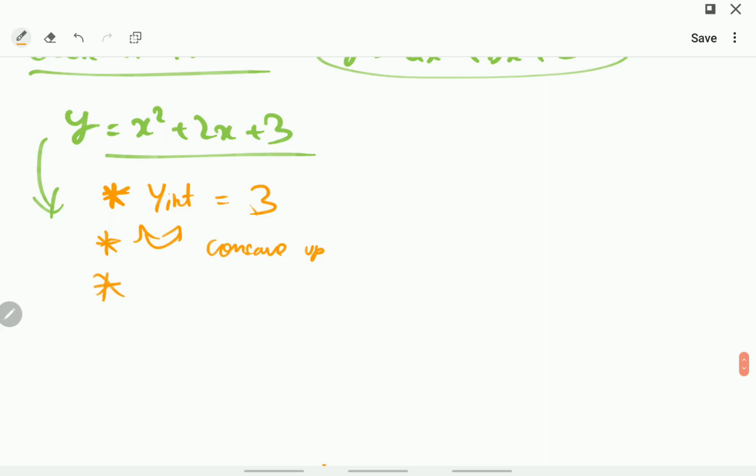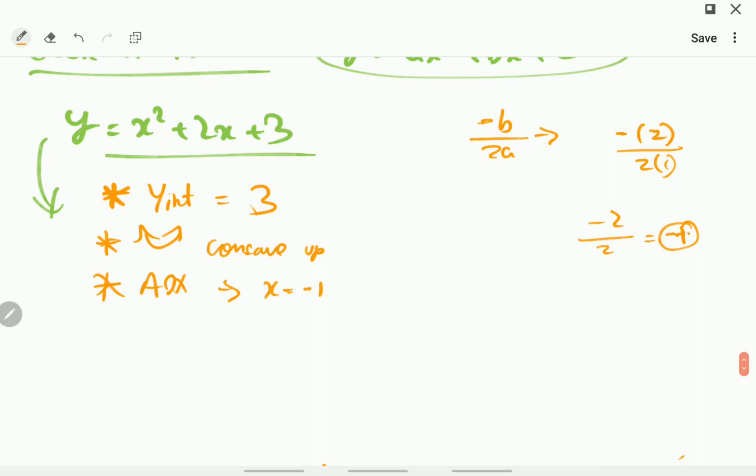What else do we know? I don't know. Let's try to find the axis of symmetry. The axis of symmetry can be given by minus b over 2a. So what is this minus b over 2a? Well, that's minus 2 over 2, and a is just 1 in this case. So minus 2 over 2 is just minus 1. So the axis of symmetry is x equals minus 1.